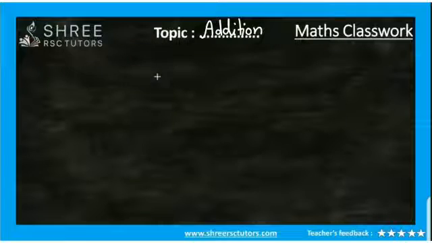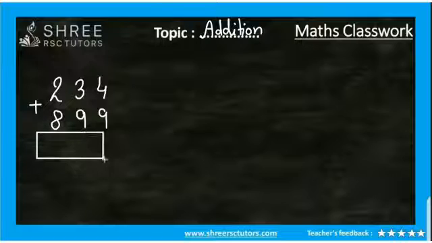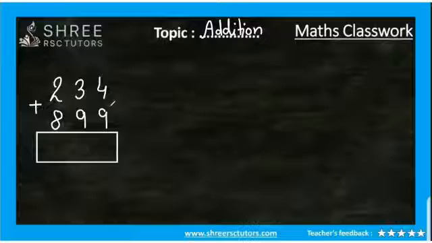Let's learn addition today. Our first question is 234 plus 899. Let's try to add this question. What should be our answer here? So, let's start. As we know, this is our ones place, tens place, and hundreds place. We always start our question with the ones place. So let's start that.